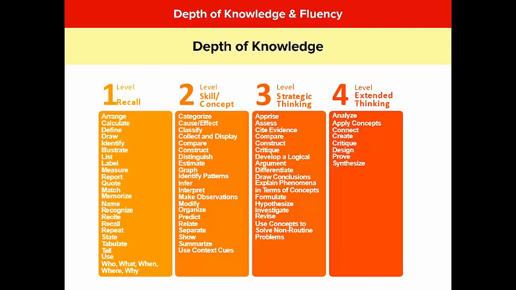The next level, level 3, involves strategic thinking. And here, students will need to construct logic, critique, develop an argument, hypothesize. And then finally, level 4, which is the most sophisticated level, involves extended thinking. It involves connecting different things to one another, creating things, proving things, synthesizing information. And at this point, it's important to understand that there are these 4 different levels, and this describes the sophistication of a question, the sophistication of skills. So you can think of it as something like question difficulty.